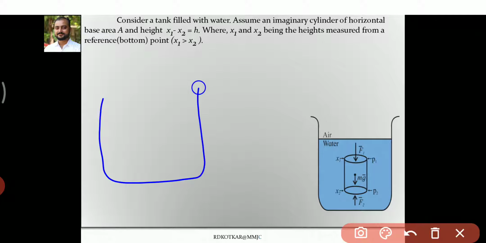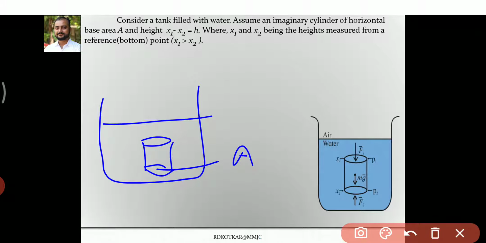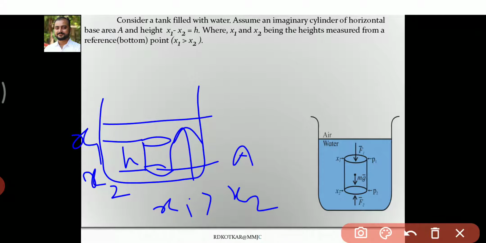What we have to consider is a tank which is filled with a liquid, say water. Inside it we consider a liquid cylinder, an imaginary cylinder, having a base area A and height h. How should the height be considered? We measure the height from the bottom side. At the bottom we consider x2, and at the top we refer to x1. So x1 should be greater than x2.